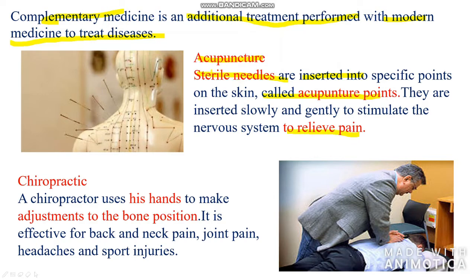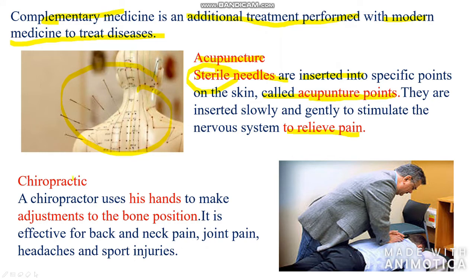And then in acupuncture, kita guna sterile needle. Kenapa kita perlu guna sterile needle? Sterile ni maksudnya dia tidak ada bacteria. It's free of bacteria and microorganisms. Sterile needle perlu digunakan supaya tiada jangkitan bacteria lah. Okay, it must be inserted into specific points on the skin called acupuncture points. So this is the picture that you may see here.